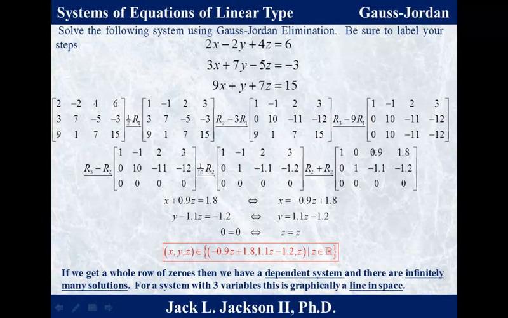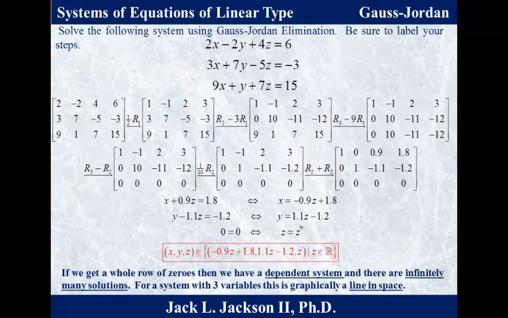So let's write the equations down. The first one says x plus 0y plus 0.9z equals 1.8, or x plus 0.9z equals 1.8. The next equation says 0x plus 1y minus 1.1z equals negative 1.2. Or in other words, y minus 1.1z equals negative 1.2. And the last equation says 0 equals 0. So I'm going to solve everything in terms of z. Okay, so get x by itself here. x equals negative 0.9z plus 1.8. The second one says y equals 1.1z minus 1.2.